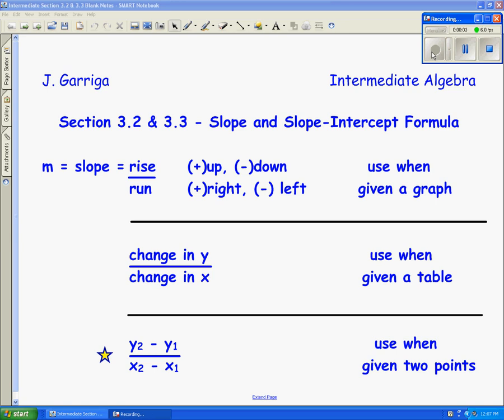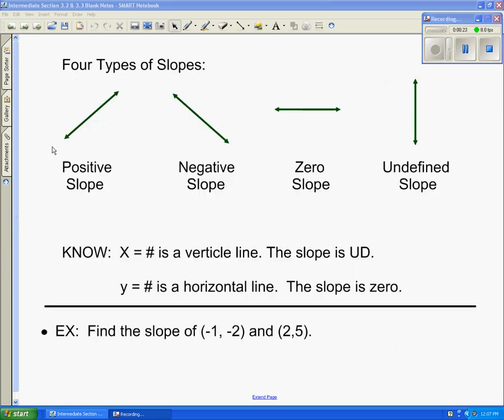Section 3.2 and 3.3 is slope and slope-intercept form. First, we tackled three forms of slope: rise over run when given a graph, change in y over change in x when given a table, and y2 minus y1 over x2 minus x1 when given two points. After that, we looked at the four types of slope.